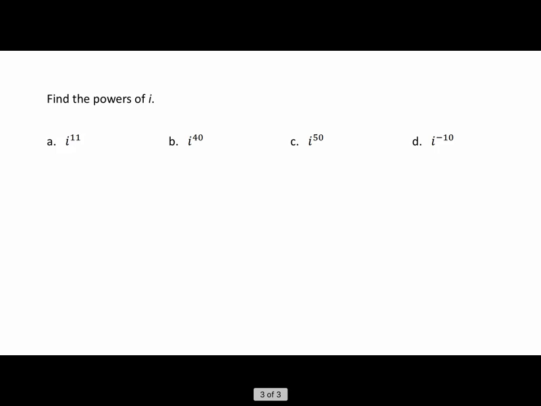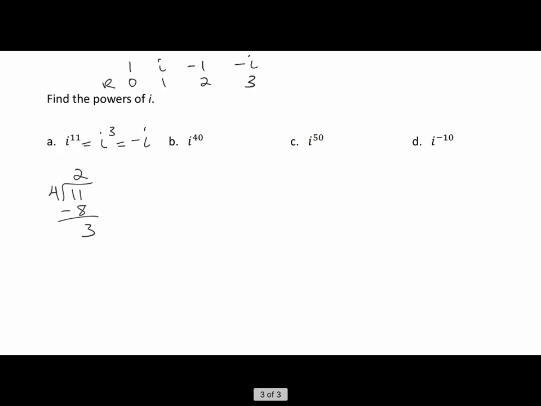Let's find some powers of i. For example, i to the 11. So we figure out how many times 4 goes into 11, and that's going to be twice, which is 8. So the remainder is 3. So i to the 11th is equivalent to i to the third, which is negative i. If we just remember that pattern, right? 1, i, negative 1, negative i. That's a remainder of 0, 1, 2, and 3.